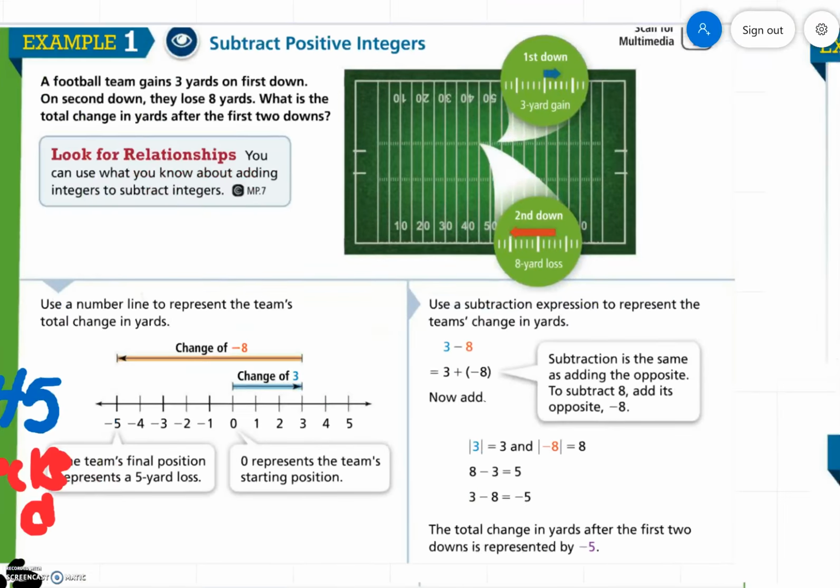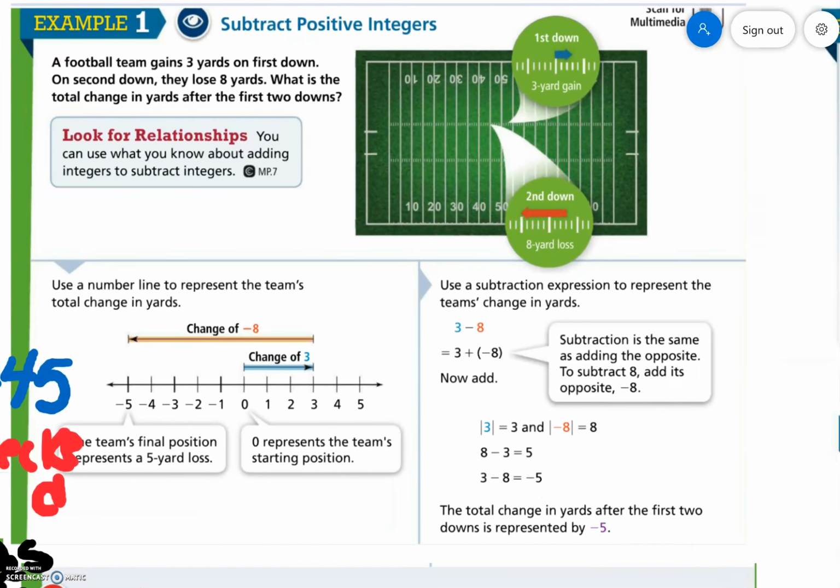Moving right along to example number 1, we are going to talk about subtracting positive integers. I hope we have some football fans. I hope we have some football fans that are not Bills fans, because you are in for a long life of disappointment. Anyways, a football team gains 3 yards on the first down.